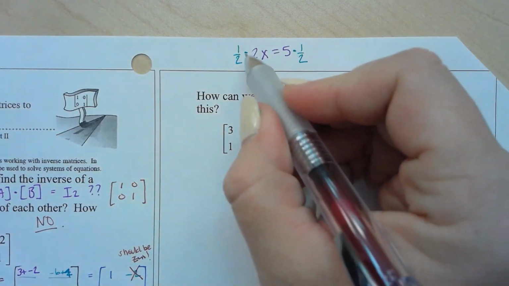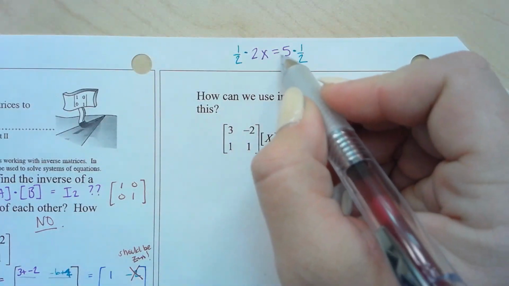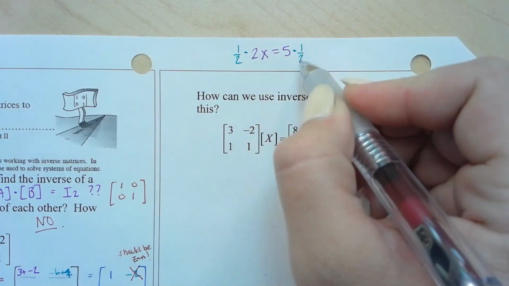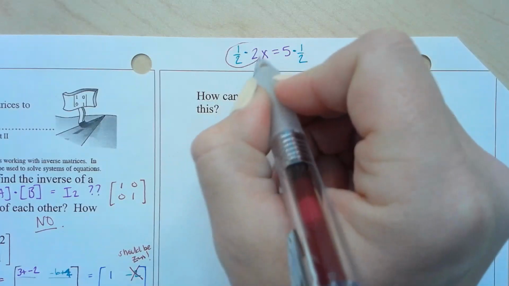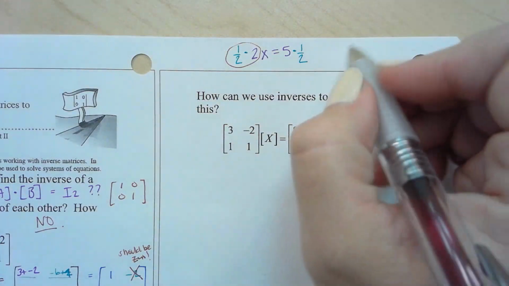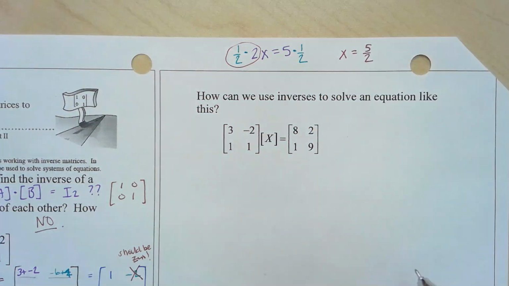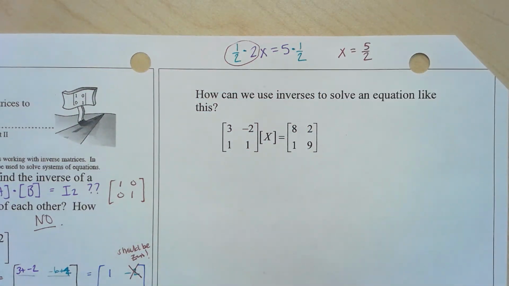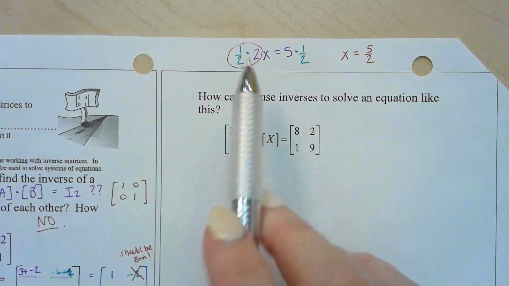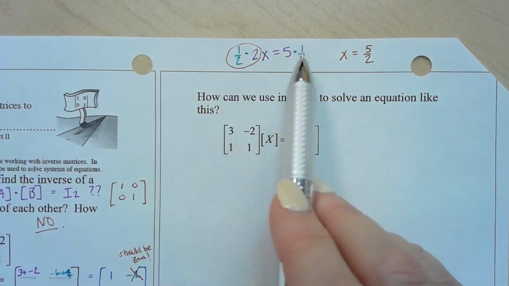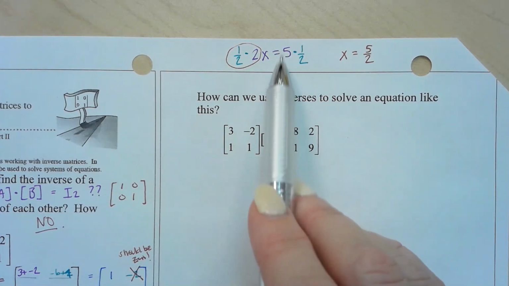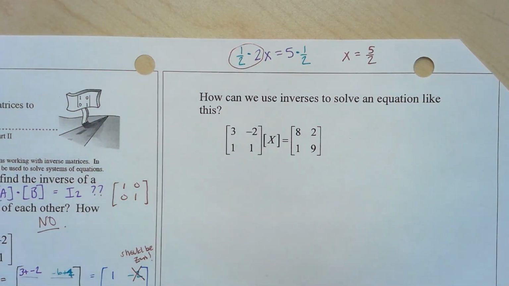Notice I put the 1/2 on the left here, but I could put it on the right, and it doesn't matter. With numbers, order doesn't matter. The biggest thing is that we multiplied both sides by 1/2, and that left us with 1x equals 5/2. Now, in the world of matrices, the order of multiplication does matter. So if I multiply the 1/2 on the left, I need to put it on the left over here in the world of matrices.